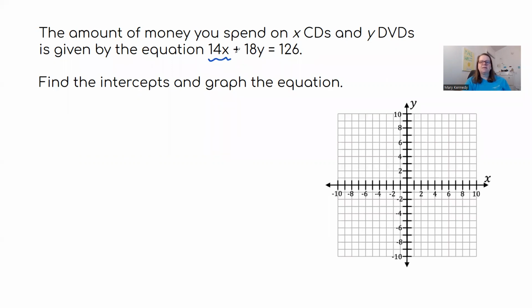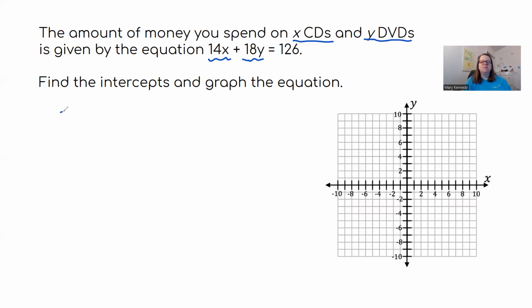14x, so we know that x is the number of CDs. So that means the CDs cost $14 a piece. This is a question that might be a little outdated. And then 18y, so if the y is the DVDs, then that means the DVDs were $18 a piece. And so when you add it together, you get $126 total spent. And so that's kind of what that equation means. And that equation can be used to figure out how many of each that you purchased.